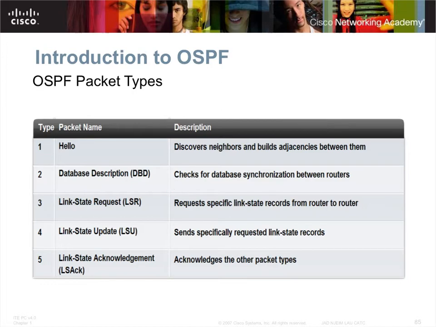We will have to go through these and see what the 5 types are used for. Database description is used for database synchronization, so we'll know exactly what this means. And then request, and then update, and then acknowledgement.